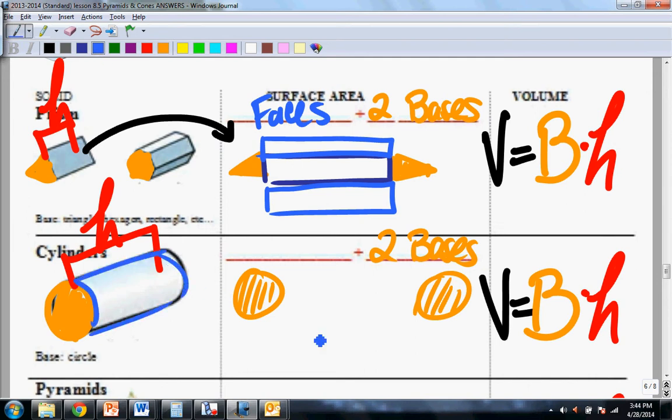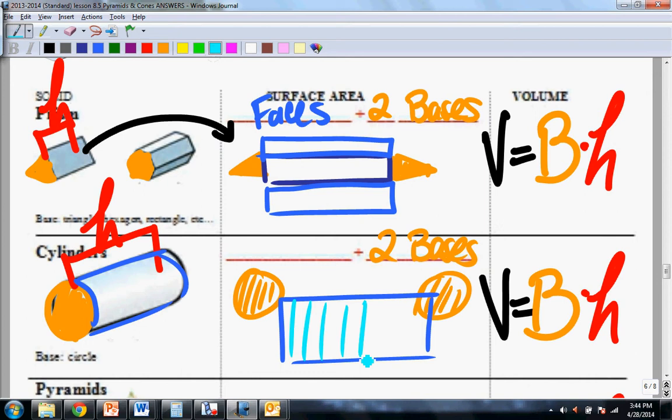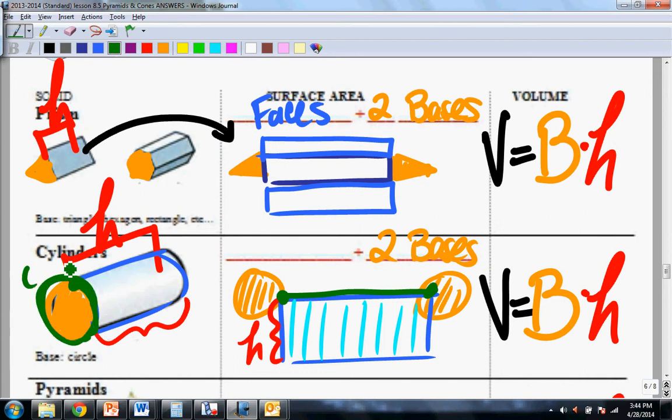Now for a cylinder, we have two bases as well. But this is only one single face, and it has a special way to find the area of this, so watch carefully. This width is our height. And this edge here, technically, you wrap it around, that's your circumference. So that length right there is circumference. So to find the area of that rectangle, you take the circumference of the circle times the height of the cylinder. So it's CH plus the area of the two bases. That's for a cylinder.